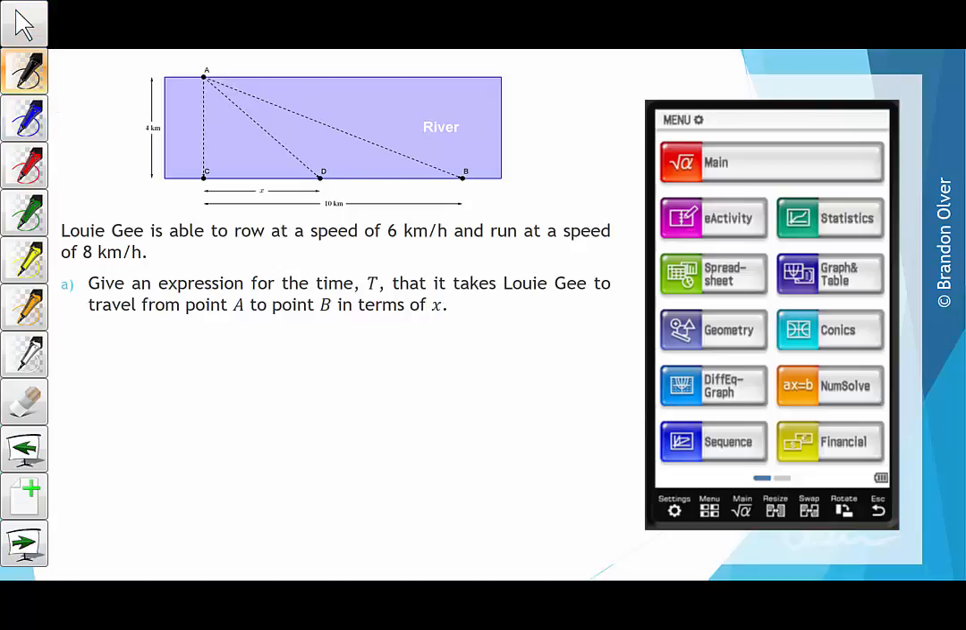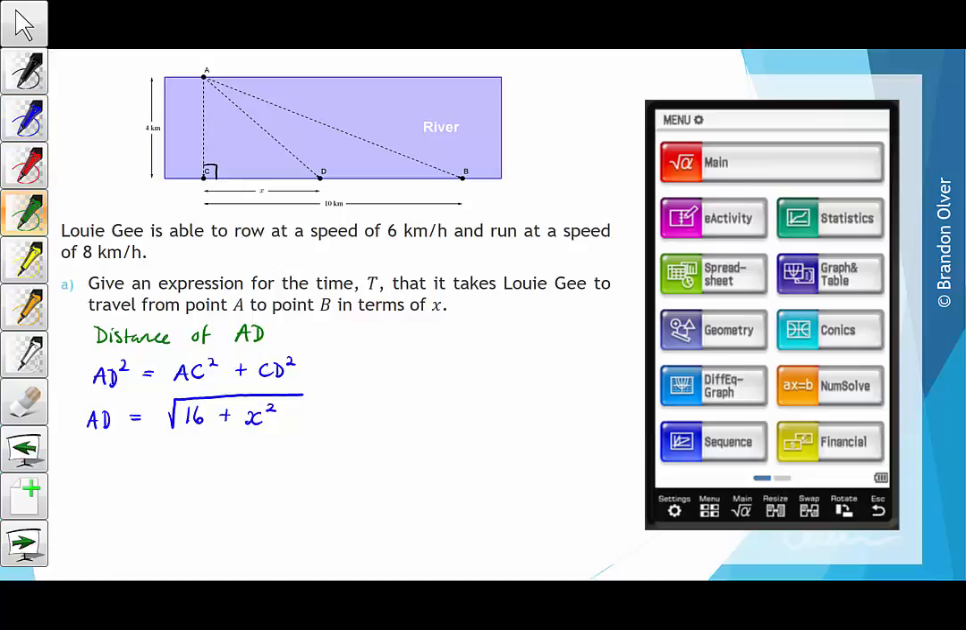So hopefully you'll agree that this here forms a right angle, which means we can use Pythagoras' theorem to work out the distance of AD. So AD squared is going to be equal to AC squared plus CD squared. So that's just Pythagoras' theorem. So if we calculate AD, that's going to be the square root. We're going to take the positive because it's a length. And AC squared is 4 squared, which gives 16. And then CD is the length x, so that squared is just plus x squared.